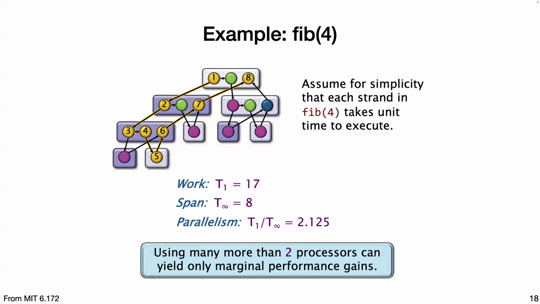Parallelism in some sense is how many parallel steps there are that you could do per step of the span. Here it's 2-ish. So if you had more than 2 processors, they wouldn't have anything to do, because on average there are only 2-ish parallel steps that you can do per depth step or span step. Does that make sense?